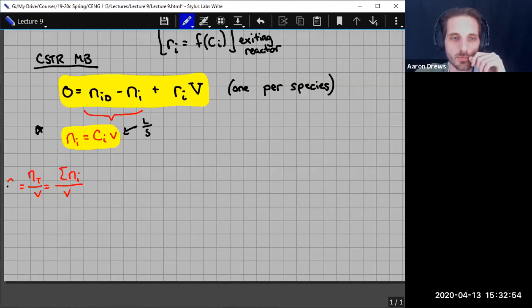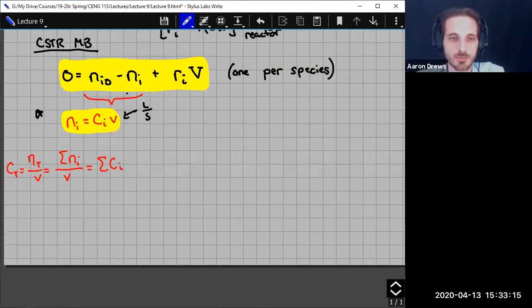This term is called the total concentration. And that is exactly the same as if you just sum up all of the individual concentrations. That's the C sub T that we saw when we were dealing with the equilibrium constants, and this is how we would calculate it. And so we can use an expression something like this.